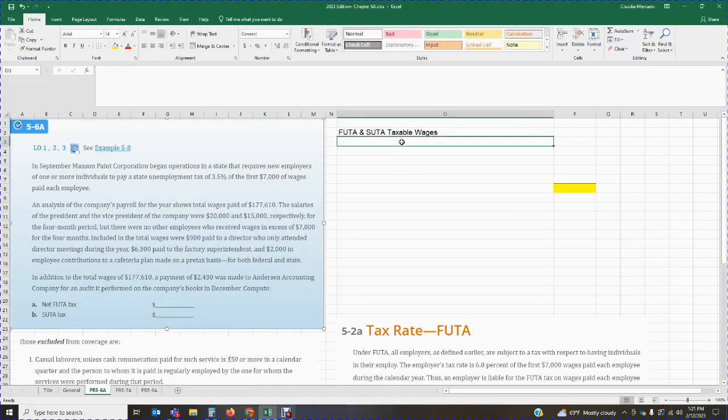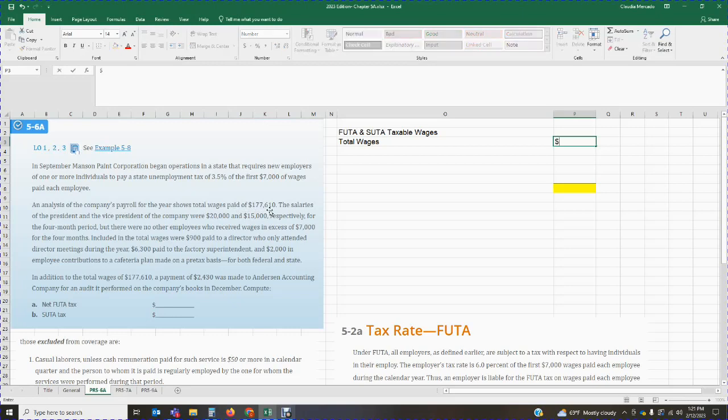So let's begin our calculation. We first need to figure out our FUTA and SUTA taxable wages. So we're going to begin with our total wages. According to the problem, the company paid out wages of $177,610. And from there, we're going to make some deductions of items that are not taxable for either FUTA or SUTA purposes.